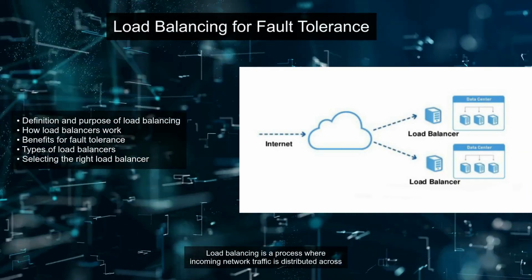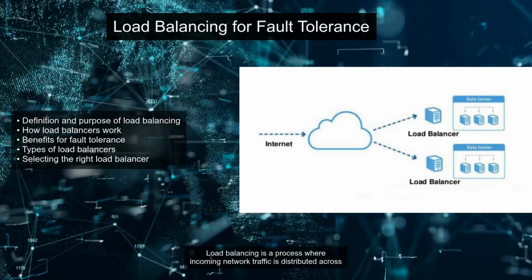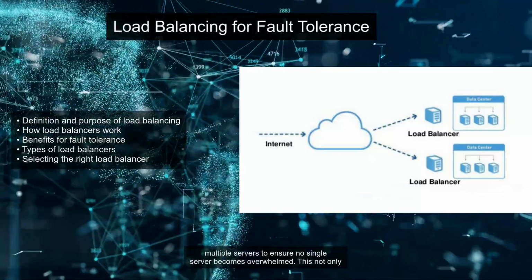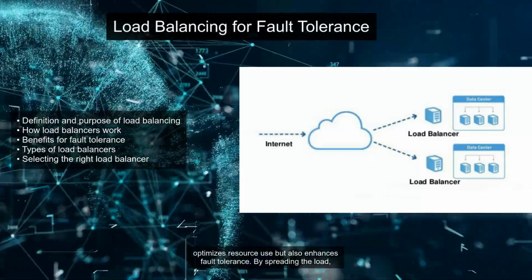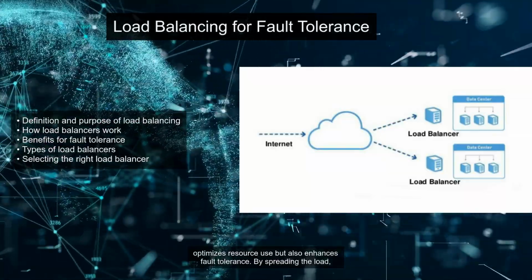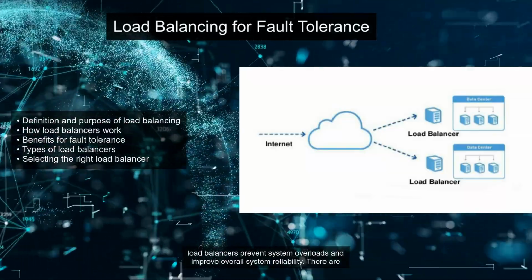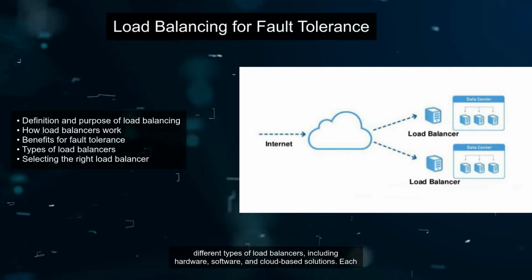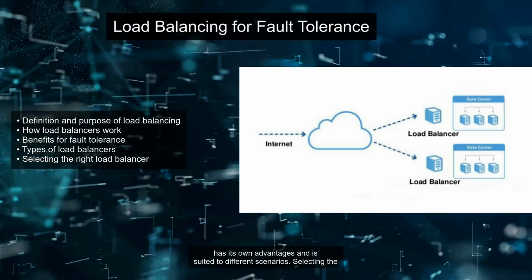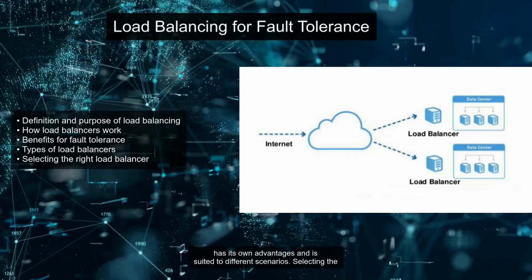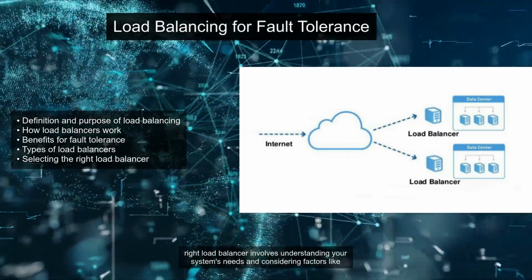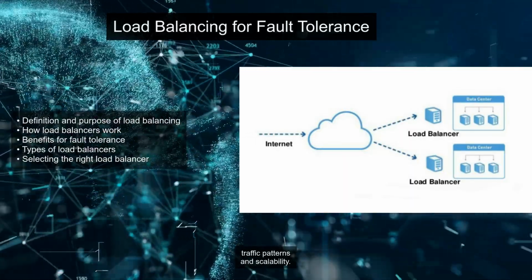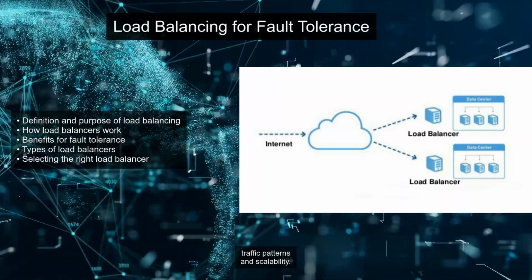Load balancing is a process where incoming network traffic is distributed across multiple servers to ensure no single server becomes overwhelmed. This not only optimizes resource use but also enhances fault tolerance. By spreading the load, load balancers prevent system overloads and improve overall system reliability. There are different types of load balancers, including hardware, software, and cloud-based solutions. Each has its own advantages and is suited to different scenarios. Selecting the right load balancer involves understanding your system's needs and considering factors like traffic patterns and scalability.